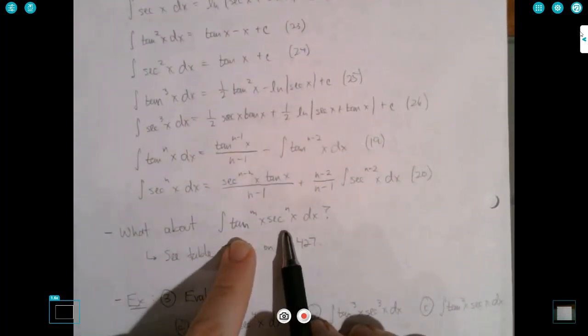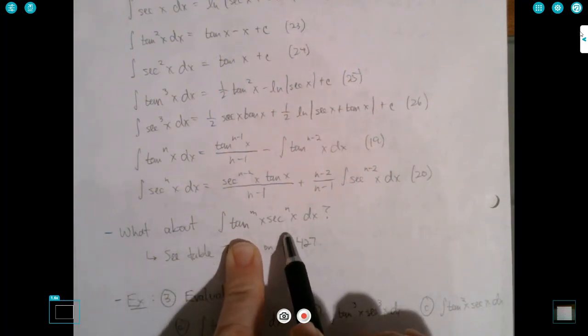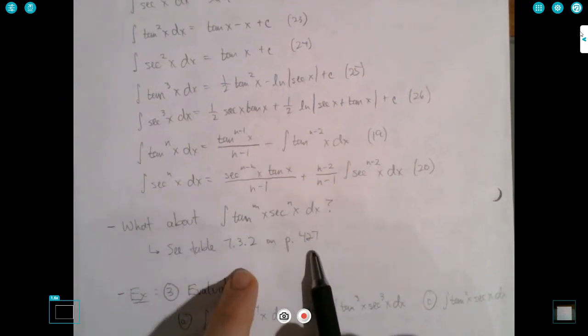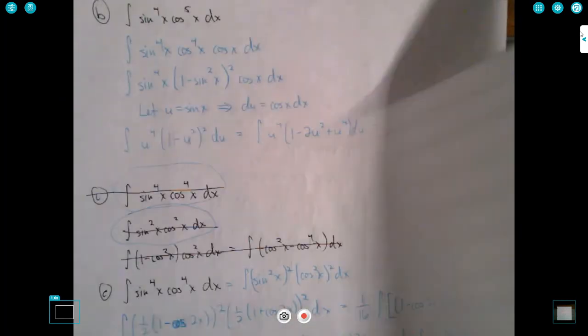But again, the question is, what do you do if you've got both? What if you've got tangent to the m times secant to the n? And once again, your book has a really nice table for how to deal with this scenario. This is on page 427 of your textbook. Let's take a look.